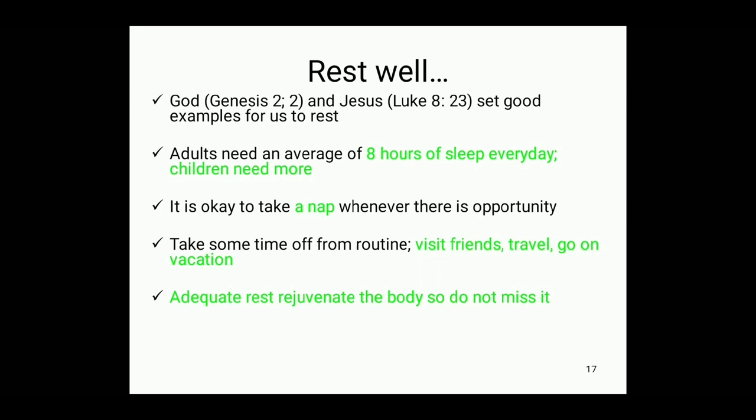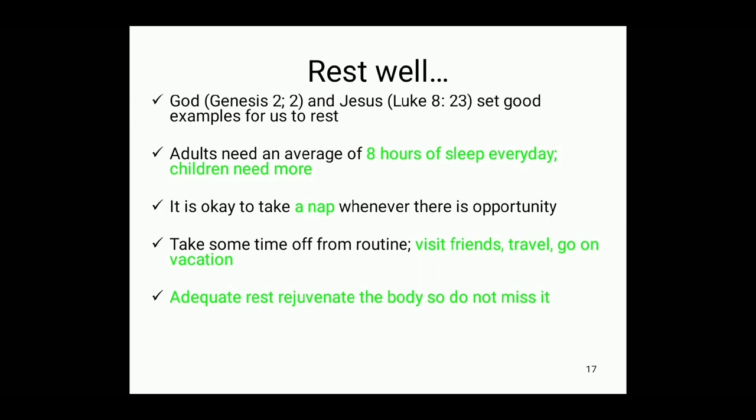Jesus Christ too, in Luke chapter 8 verse 23, also rested. He too was a godlike person, the second person of the Godhead. But they show this example so that we too can take a cue from it and rest. Rest is very important for us.